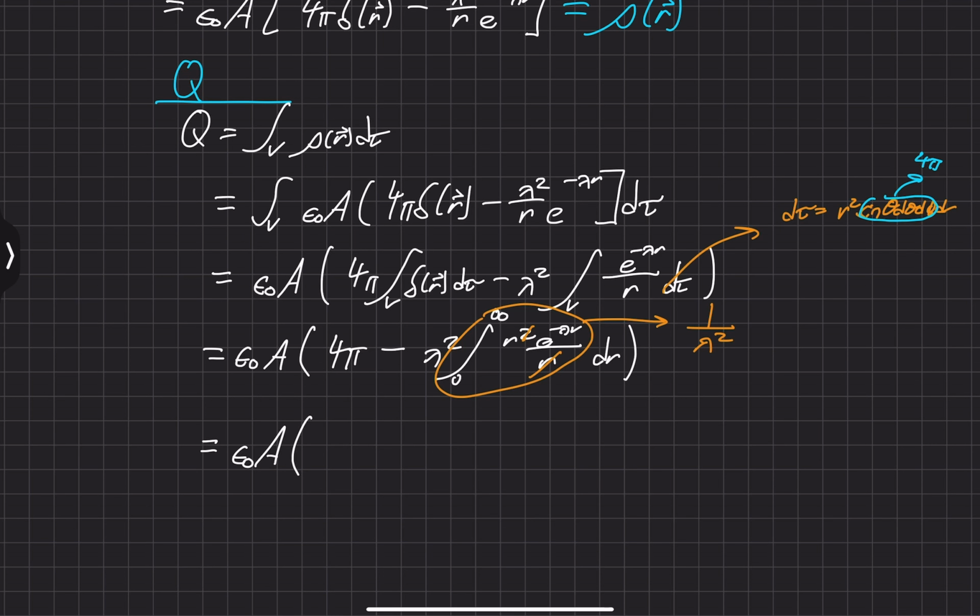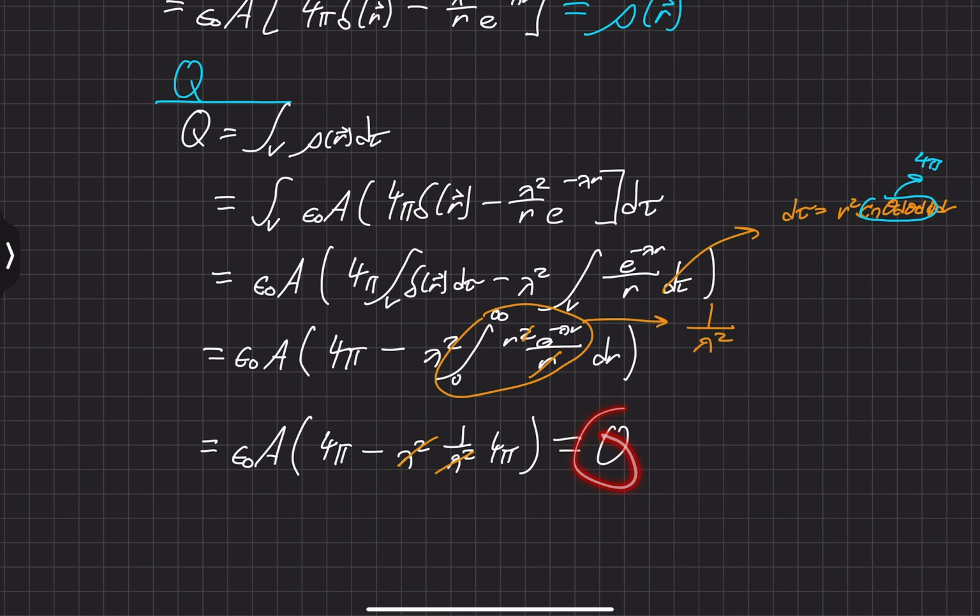So that all ends up being 4 pi minus lambda squared times 1 over lambda squared, times 4 pi here. All right, of course the lambda squareds cancel out, and all that's left is 4 pi minus 4 pi, and that of course is equal to 0. And that is the charge. That's our total charge, is 0.